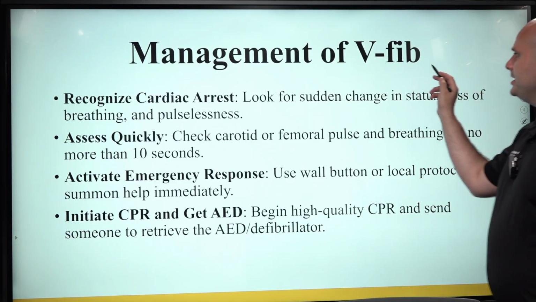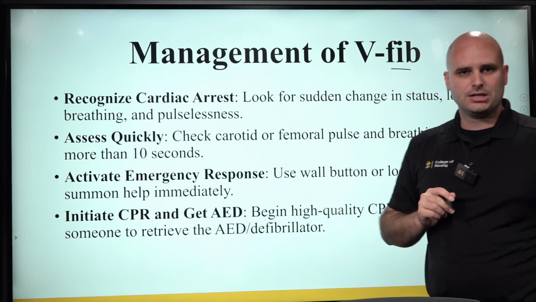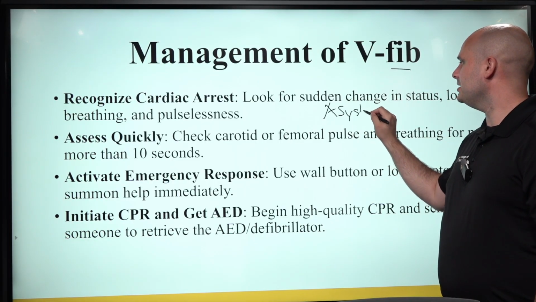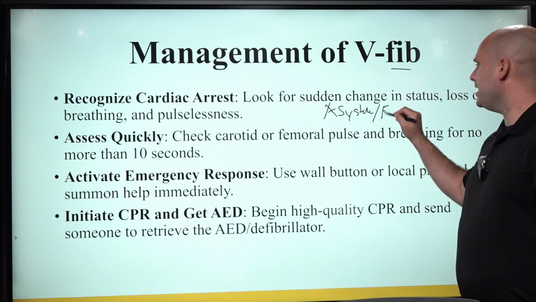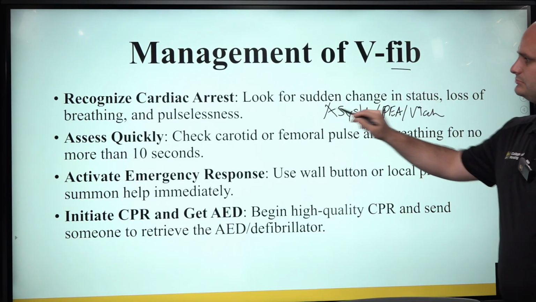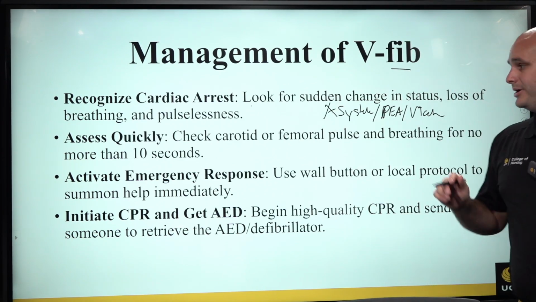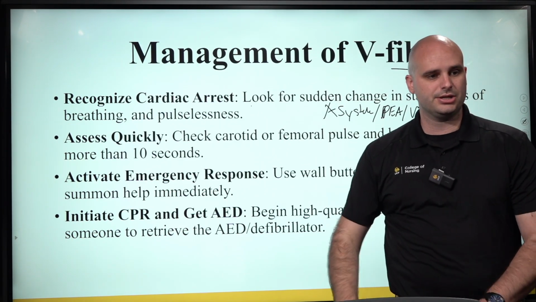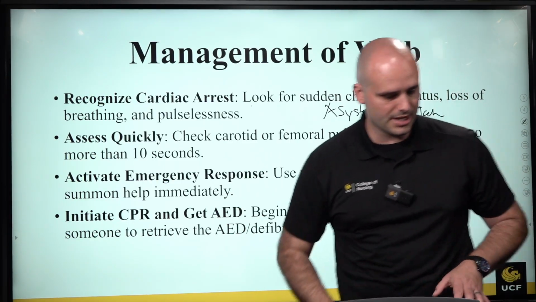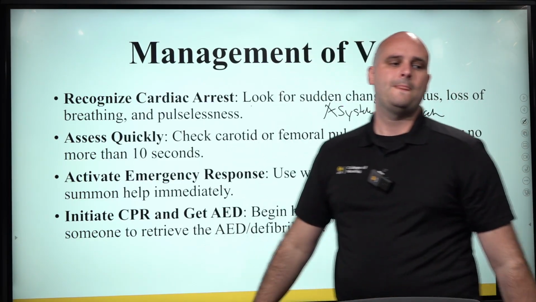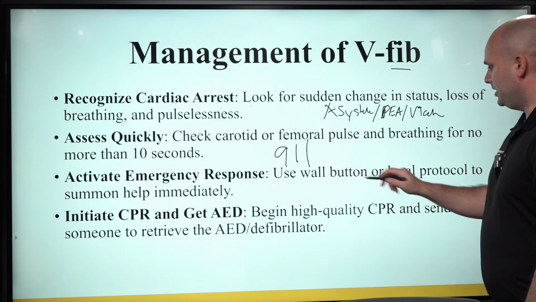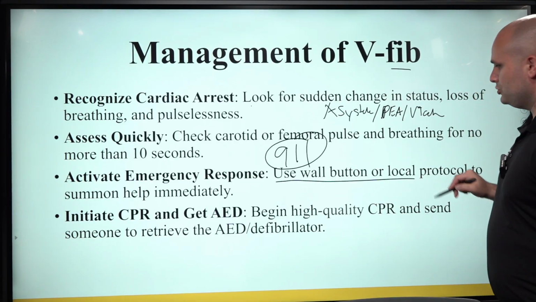So what do we do for management of VFib? So we're going to recognize the cardiac arrest. These initial things are the same for asystole, PEA, VTAC. We're going to look for signs of arrest. We're going to assess quickly. That's when we're going to our patient. Can you hear me? Can you hear me? Check a pulse. No pulse, not breathing. Initiate CPR. We're going to activate the emergency response. Call 911 if needed. If not, use the wall button.